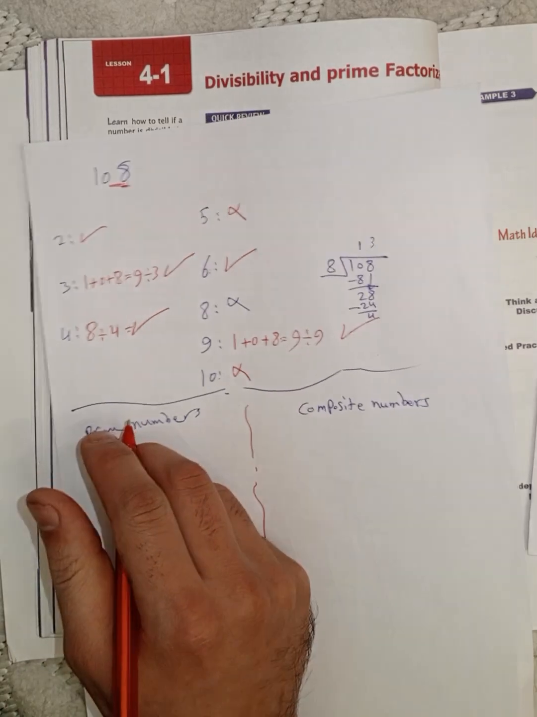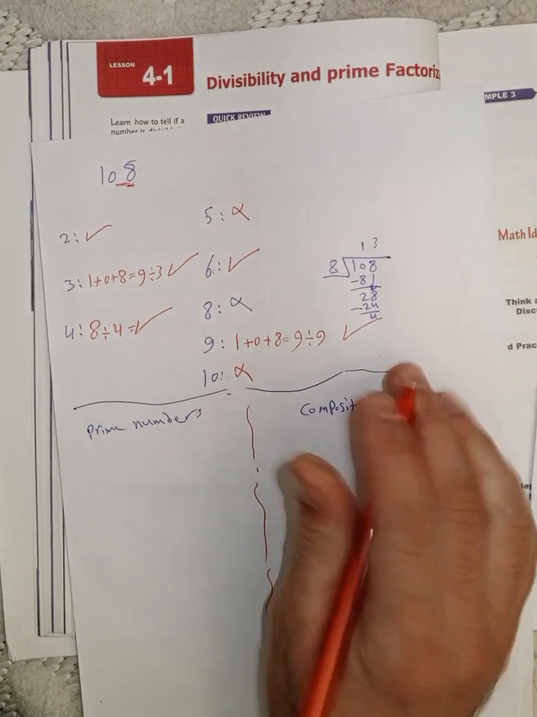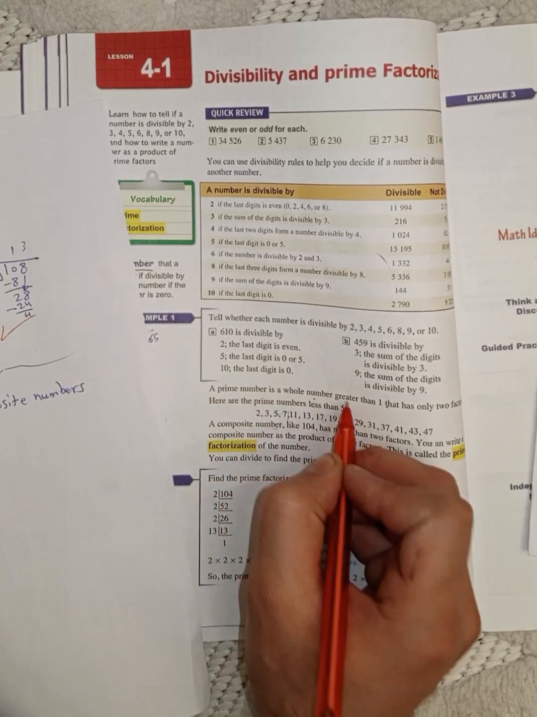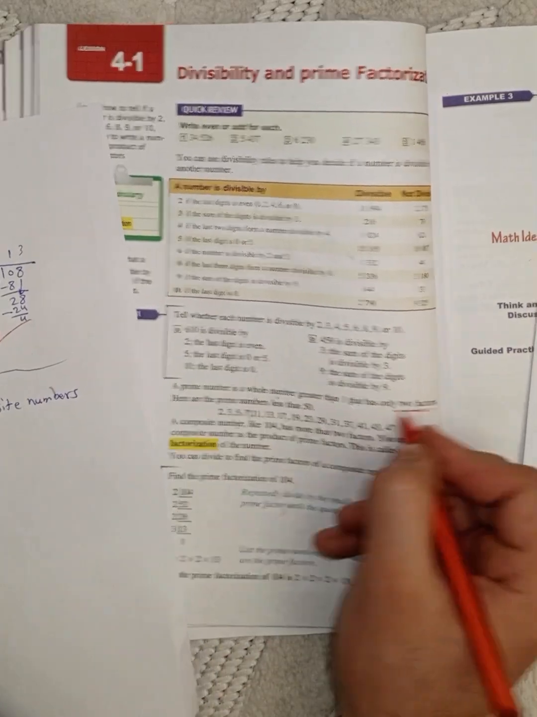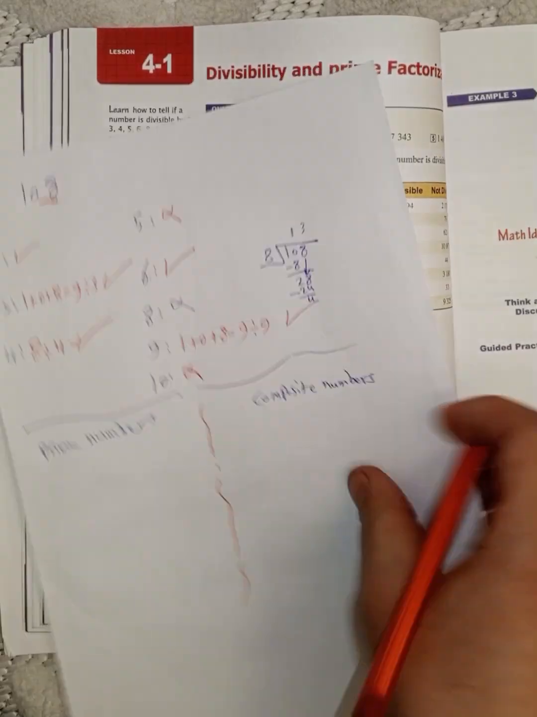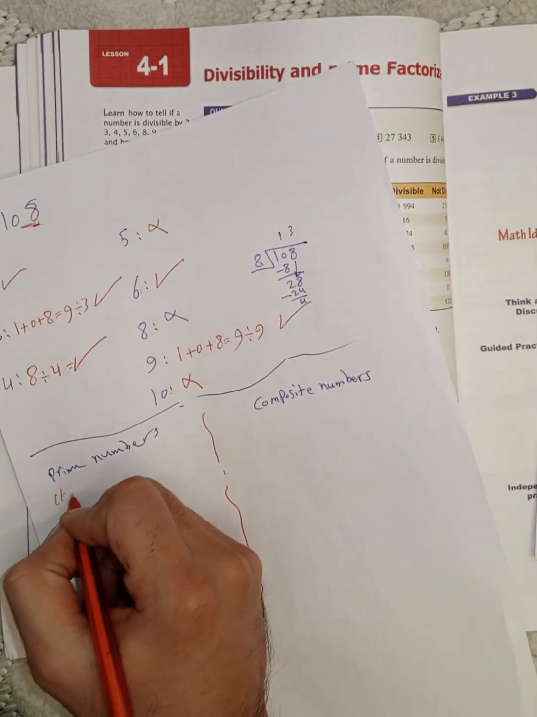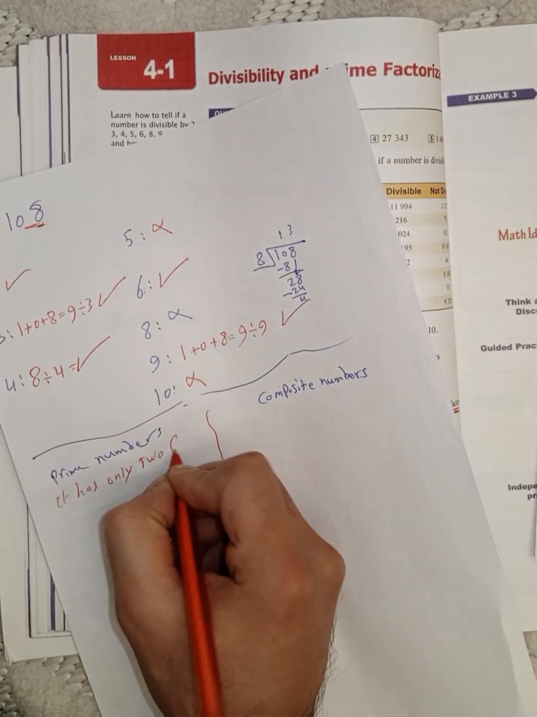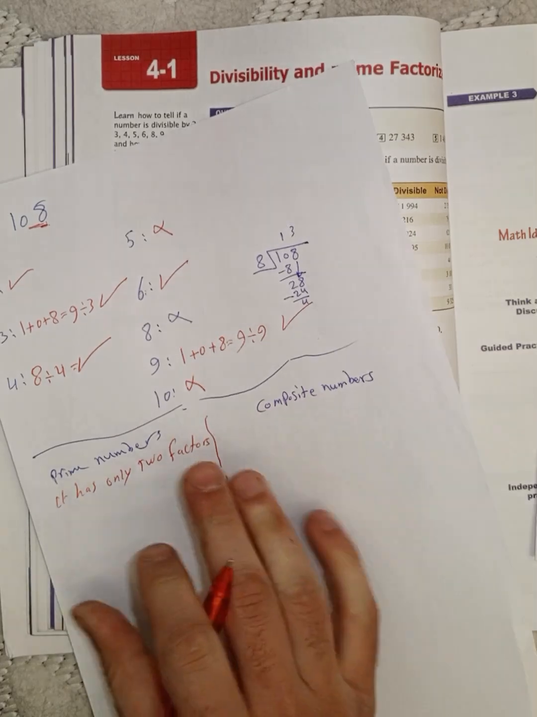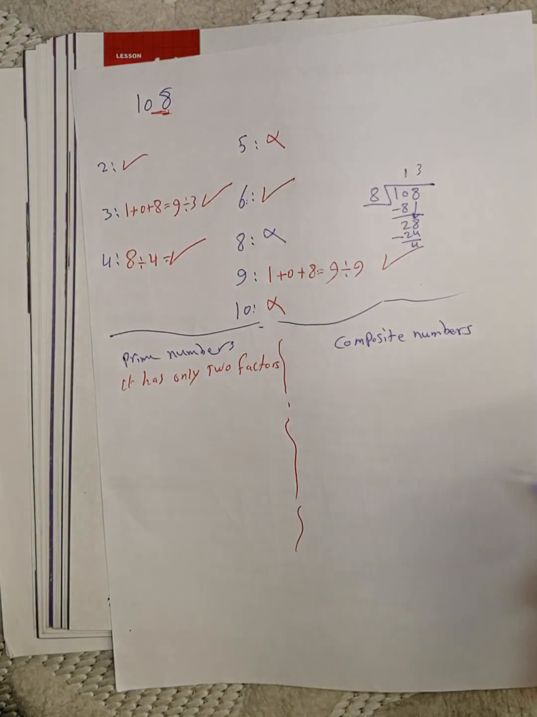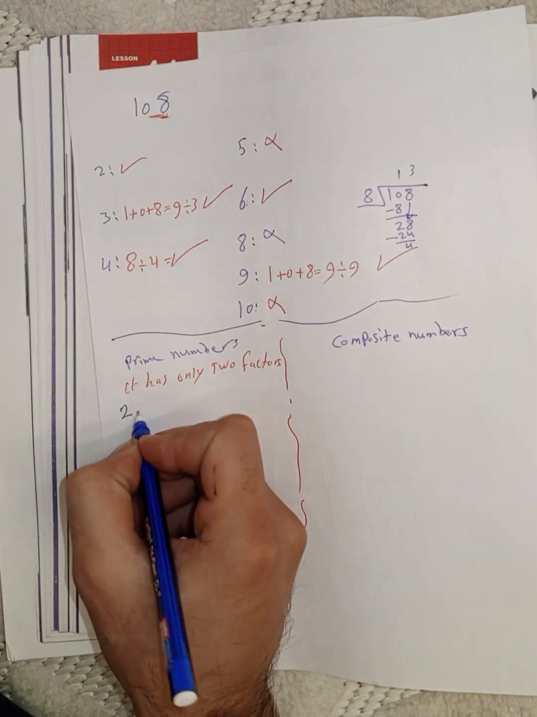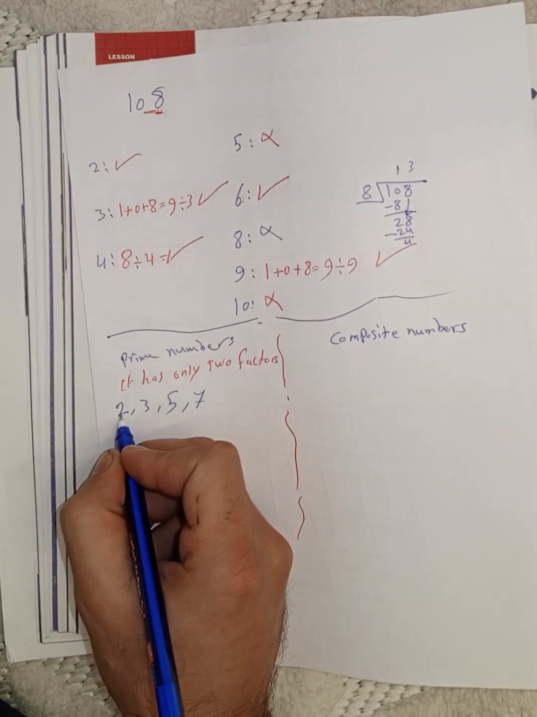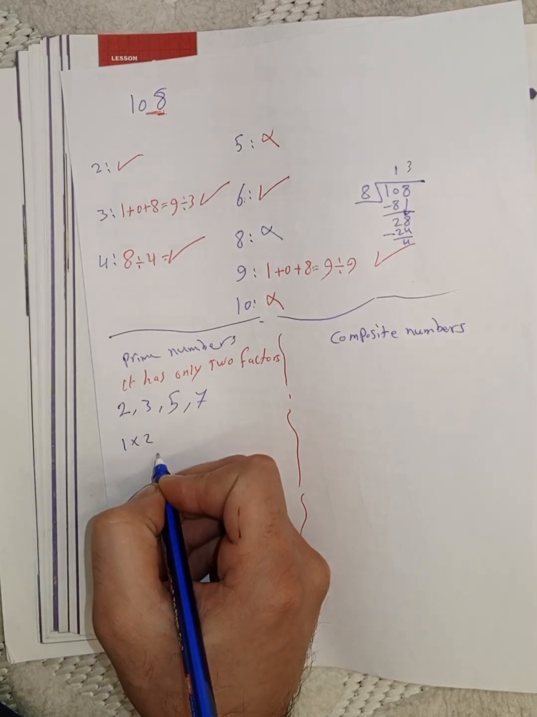A prime number is a whole number that is greater than 1. This is the definition: a prime number is a whole number greater than 1 and it has only 2 factors. How many factors does a prime number have? 2 factors. Example: 2, 3, 5, 7. These are prime numbers. Why is 2 a prime number? Because only 1 times 2 is 2.